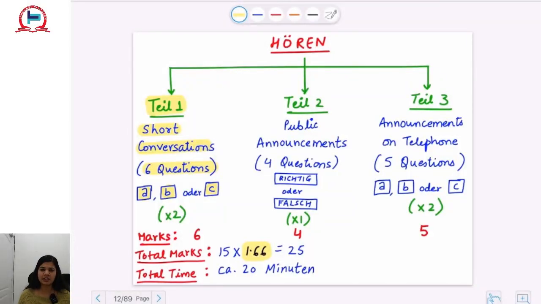Is the question asking for a particular time? Is the question asking for a particular place? So always try understanding the question, and to do that, read the question as many times as you can.